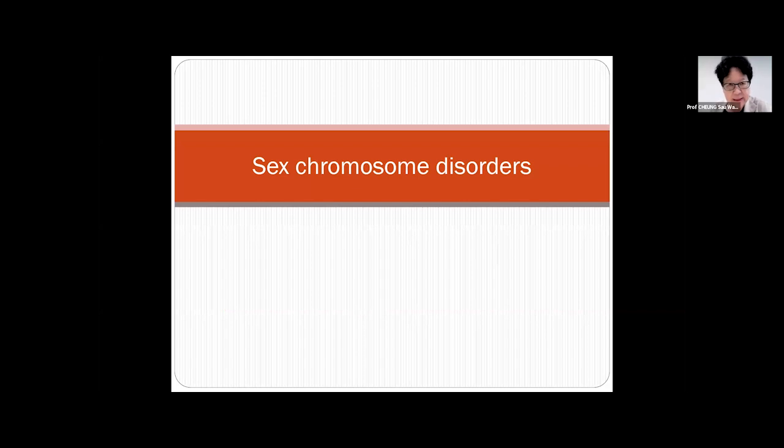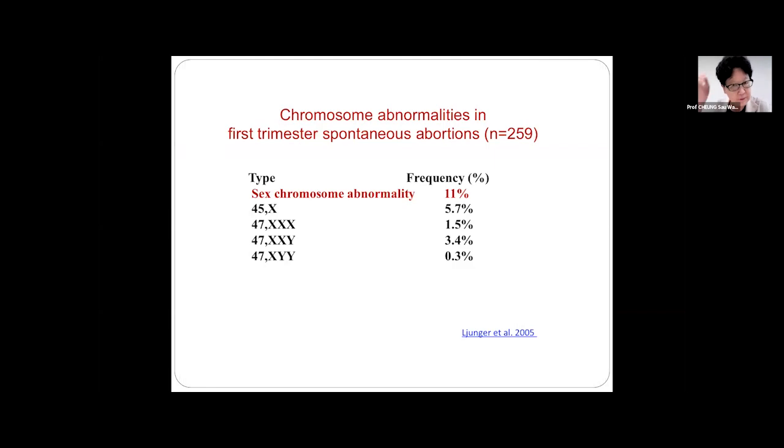Now we talk about the sex chromosome disorders. Chromosome abnormality in first trimester spontaneous abortion: in this study, the frequency is 11%. Breaking it down, 45,X is 5.7%, triple X is 1.5%, XXY is 3.4%, and XYY is 0.3%.